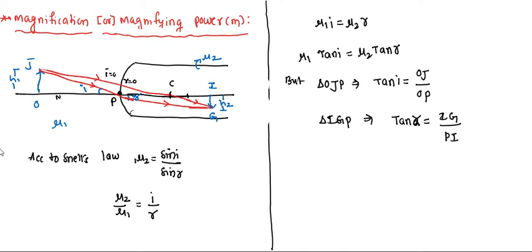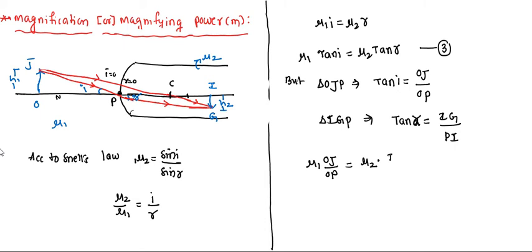The nu 1 into tan i, which is OJ by OP, is equal to nu 2 into tan r. Okay, this is considered as equation 3, and tan r is IG by PI.